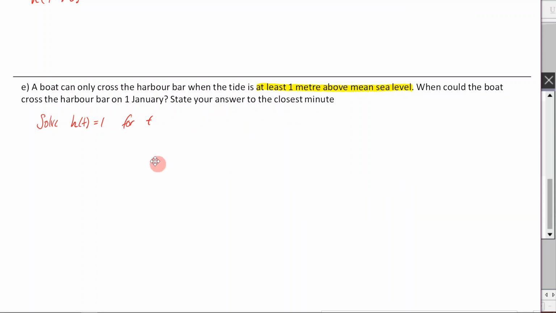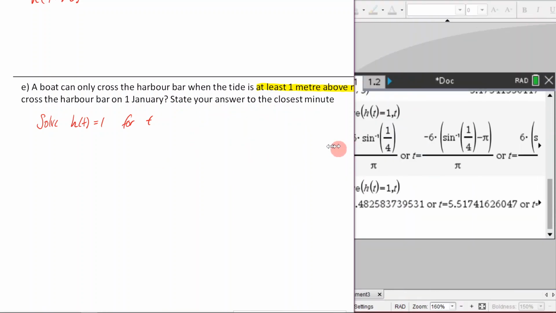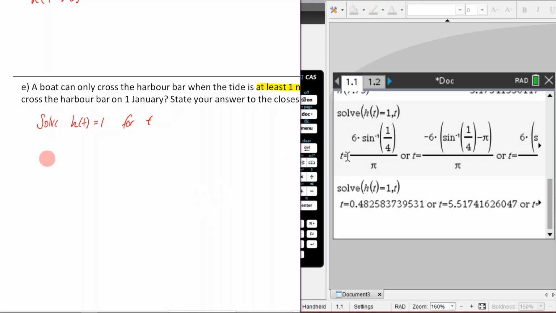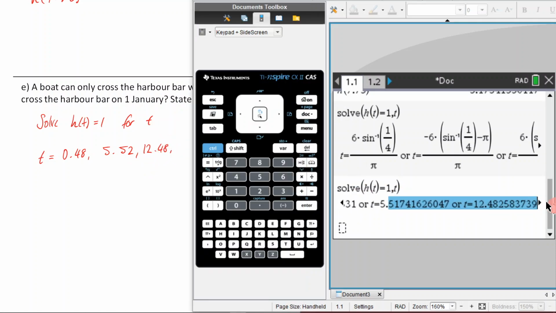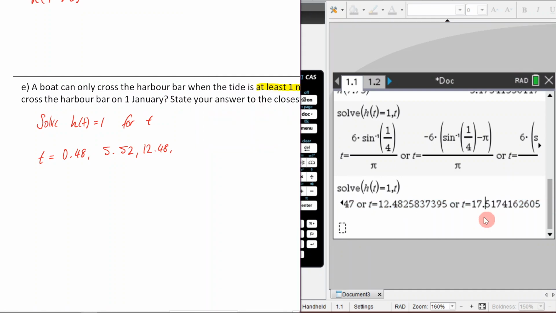And I'm going to get these values here. There we go. So t is going to be equal to 0.48, 5.52, 12.48, and then 17.52. Now, I'm also going to have to get them into the actual times, all right?